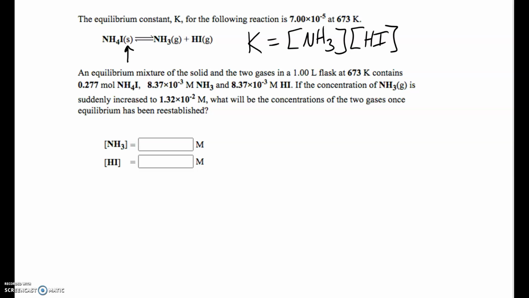20 seconds. Uh-oh. So this answer is 1.11 times 10 to the minus 2. This answer is 6.29 times 10 to the minus 3. If you get kind of close to that, it's probably a rounding error, and that's fine.